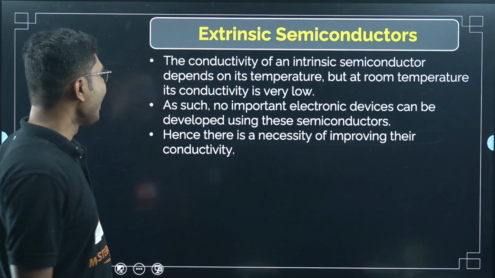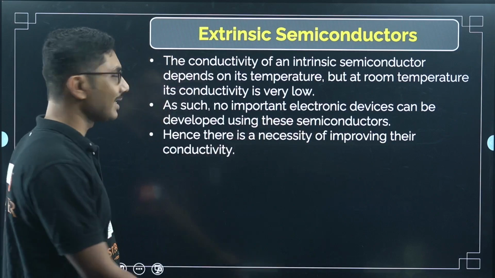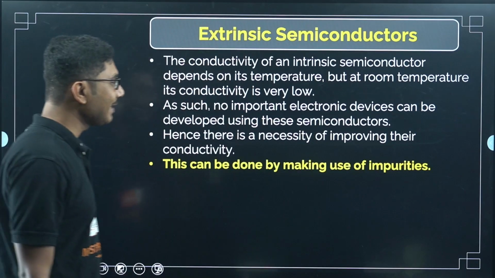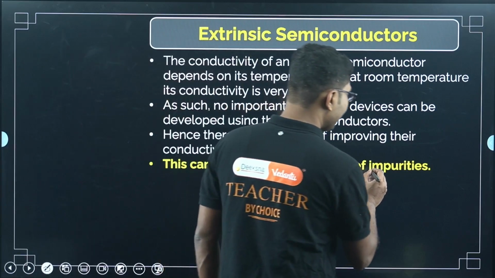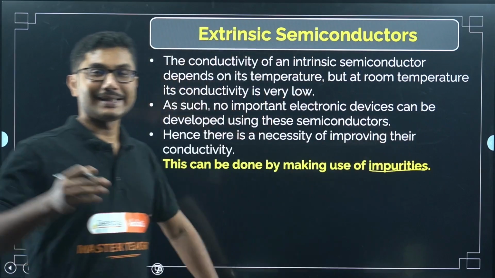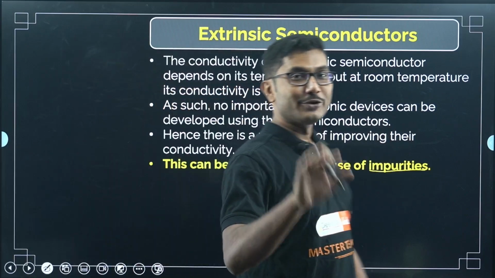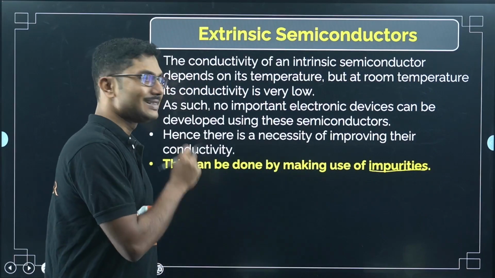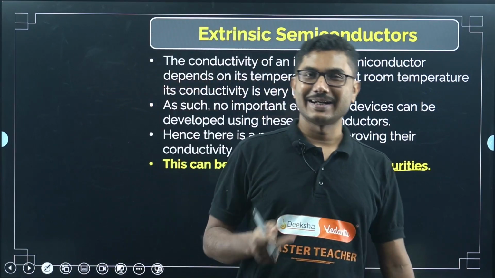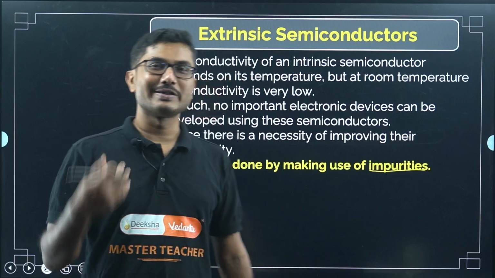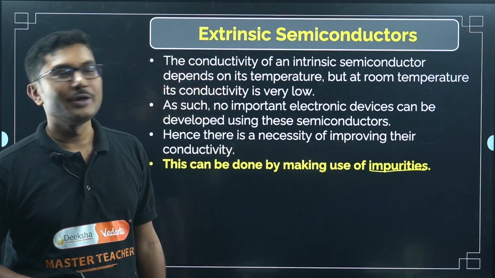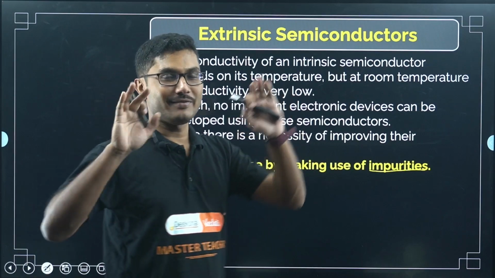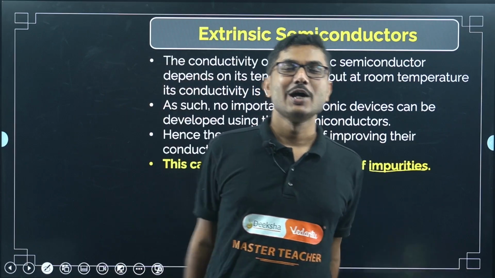So hence there is a necessity of improving their conductivity. How can we improve their conductivity? This can be done by the use of impurities. Sometimes we say impurities should not be there, but sometimes impurities are good. One such example is the extrinsic semiconductor. Impurities are not always bad. There is an exception where impurities are good, and that is when you are using a semiconductor device, where it is a must to have impurities.